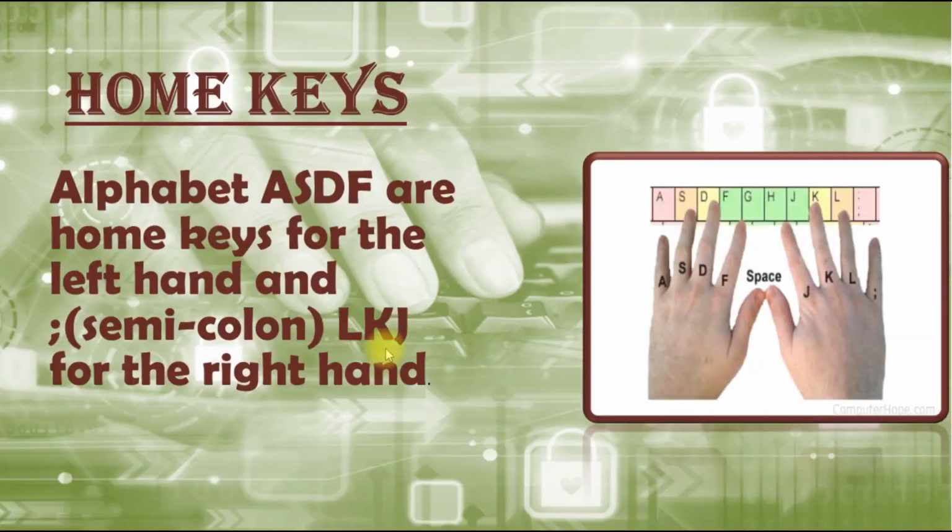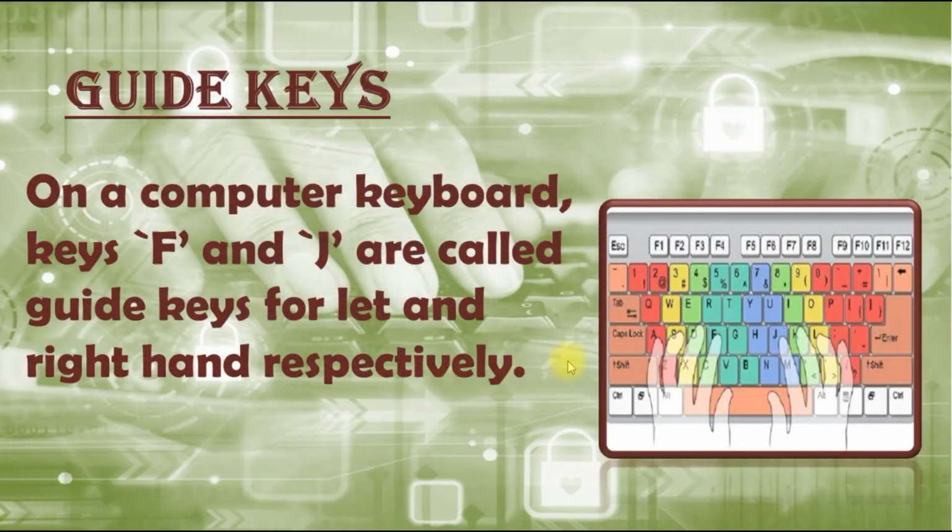Then the next one is home keys. Now just see this ASDF and LKJ. These are known as the home keys. So alphabet ASDF are home keys for the left hand and semicolon LKJ for the right hand. ठीक है. Next one is the guide keys.